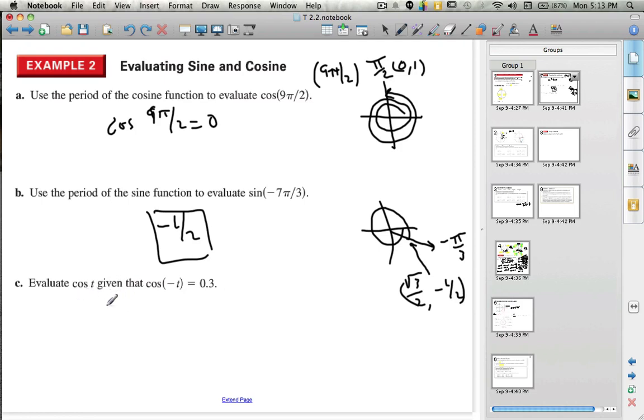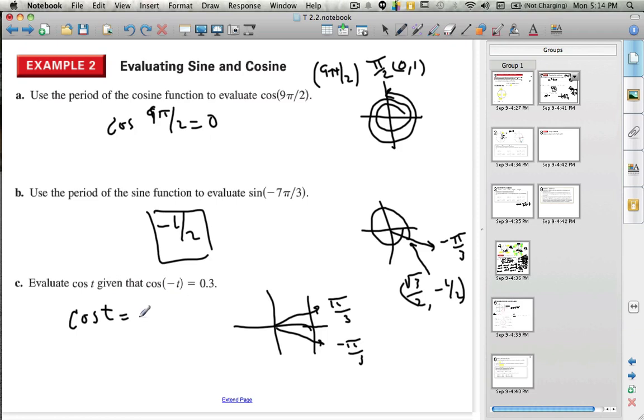If we want to evaluate cosine, given that the cosine of negative t, the cosine of the opposite of t, is 0.3, what's the cosine of t? Cosine is related to x. Here's pi over 3 and here's negative pi over 3. If cosine is related to the x-coordinates, you notice the x-coordinates don't change. So the cosine of t would be equal to the same value, 0.3.